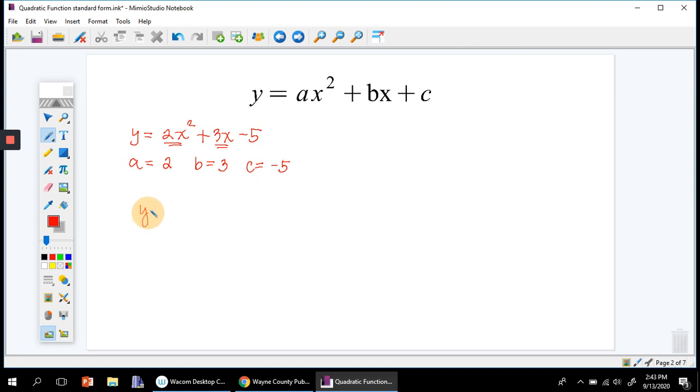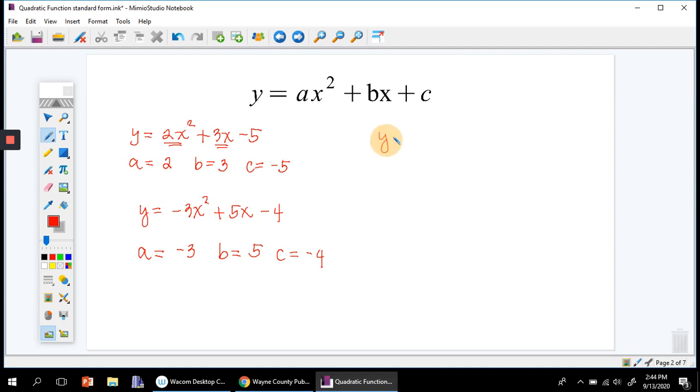Another one, let's say you have y is equal to negative 3x squared plus 5x minus 4. So what is your a? Again, your a is the coefficient of x squared, so that is negative 3. Your b is the coefficient of x, so that is 5. And your c is the constant term, which is negative 4.